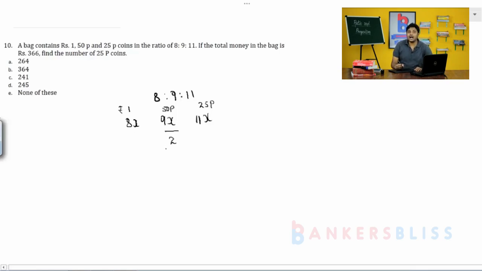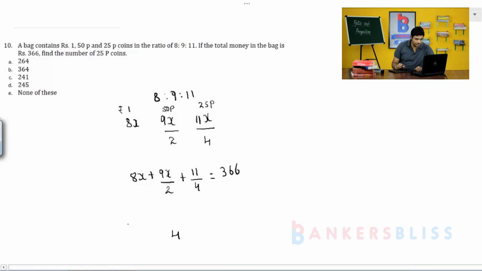50 paisa means half a rupee. 25 paisa has to be converted into rupee, therefore, divide by 4. 1/4 of a rupee is 25 paisa. Now, 8x plus 9x by 2 plus 11x by 4 is equal to 366. So, what is the LCM?